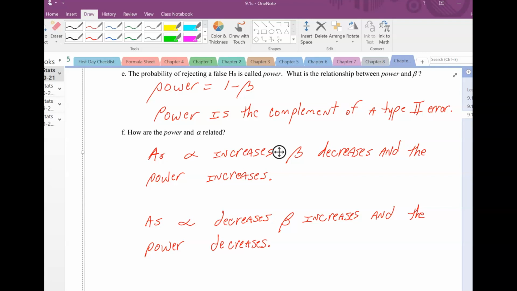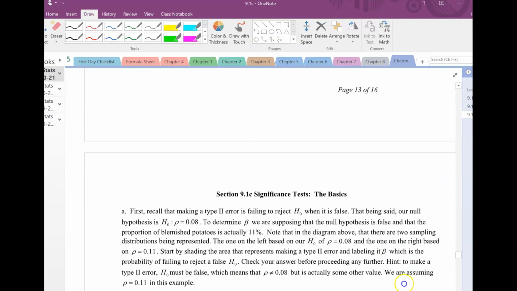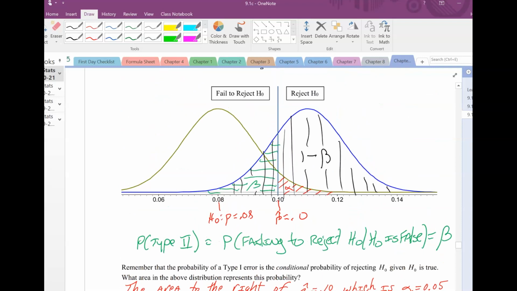How are the power and alpha levels related? So we're thinking about, as one increases, what happens to the other? Well, let's go back up and take a look at the diagram. I'm going to look at the diagram that's in the answer key that you see, not the one that I just filled in. So let's think about what all this stuff is right here.